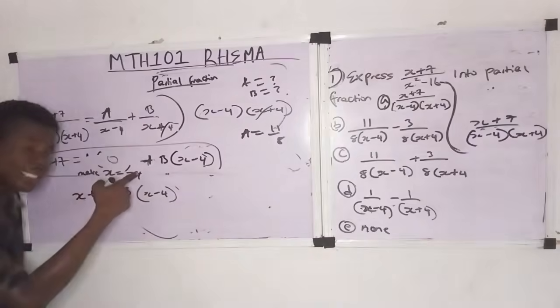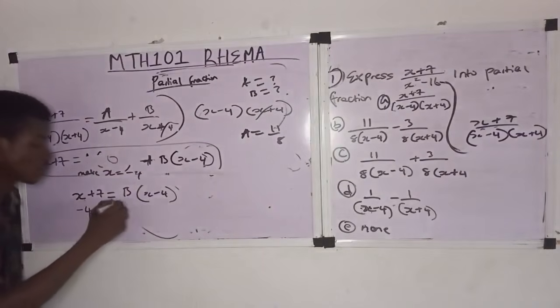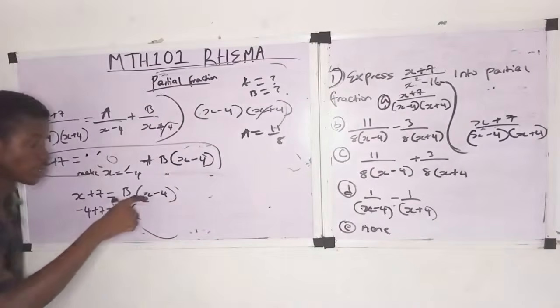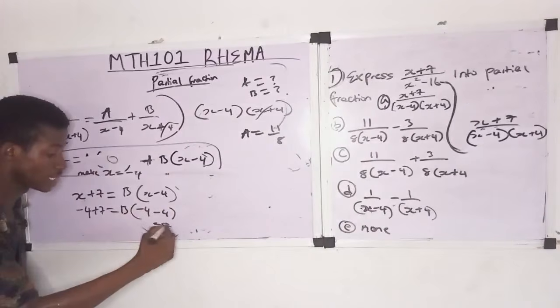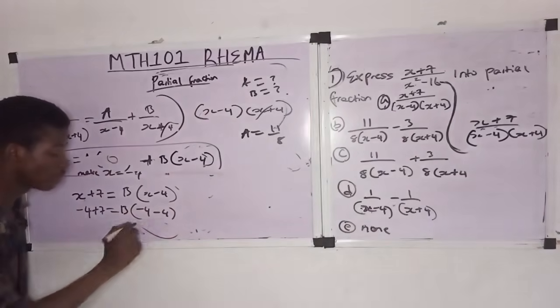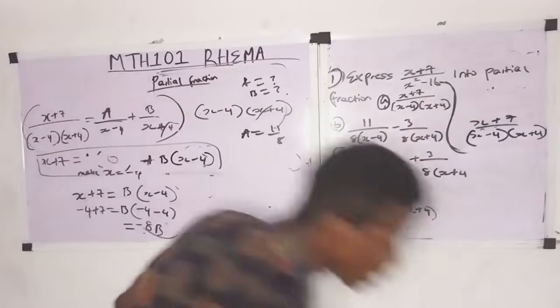Now don't forget that s is minus 4, right? So wherever you see s, we put minus 4. Then plus 7 is equals to b bracket open, s is minus 4, right? So minus 4 minus 4 gives us minus 8. Minus 8 times b gives us minus 8b, is equals to minus 4 plus 7.